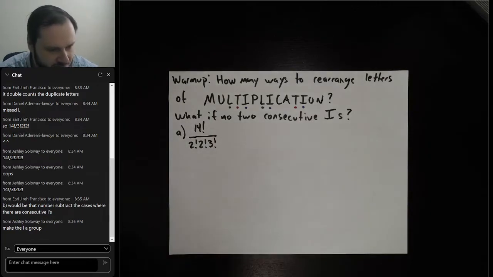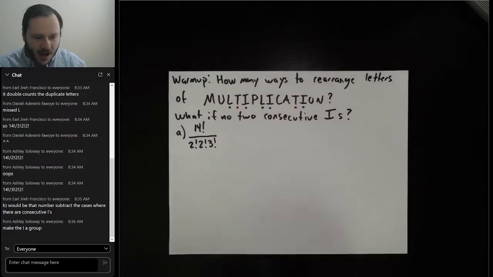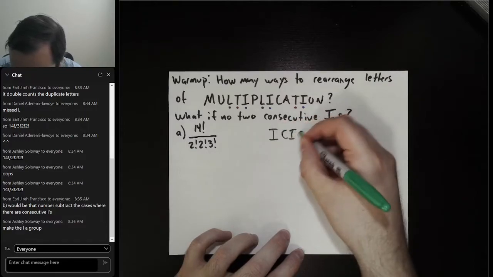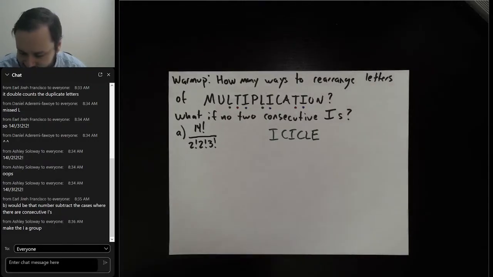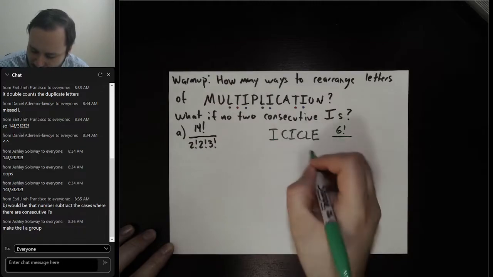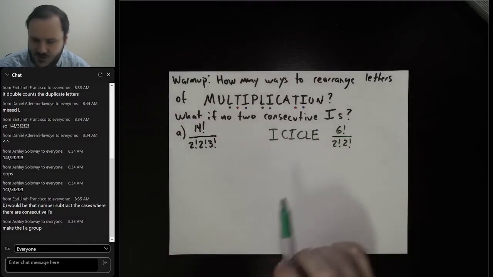So first, there's a really good idea that chat's come up with, I think, at the core of both of the ideas in the chat, which is, can we combine the I's together and make a group? So if we had a simpler word, something like icicle, here I've got 6 letters, so I've got 6 factorial ways to arrange them, but I've got a repeated I and a repeated C. So I've got 6 factorial over 2 factorial times 2 factorial ways of doing this.